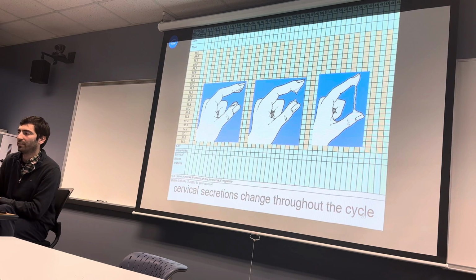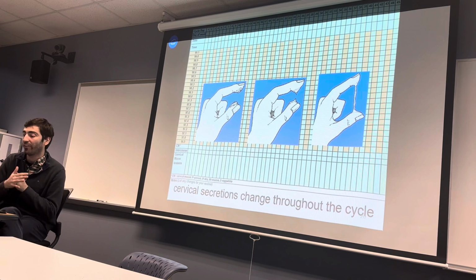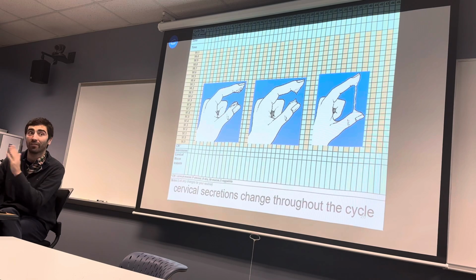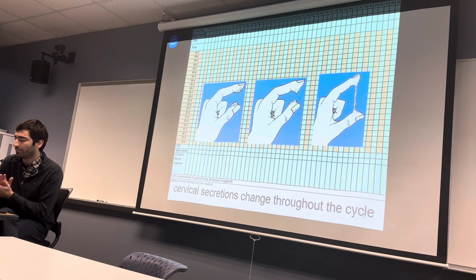to fertilize an egg. Cats do that too. Cats do it too, yeah. A lot of animals, the majority of animals actually, go through estrus cycles. We're sort of an exception to that rule.